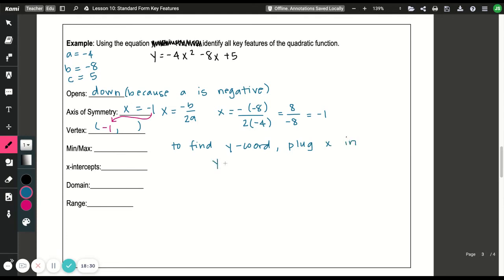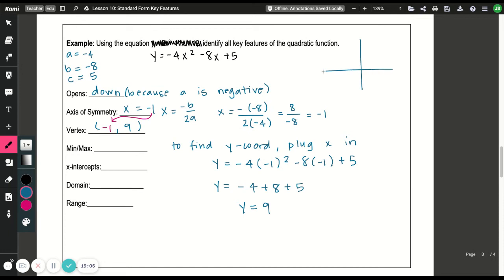So I get y equals -4 times -1 squared minus 8 times -1 plus 5. So y equals -1 squared is +1 times -4 is -4. -8 times -1 is +8 plus 5. So we get y equals, that makes 4, plus 5 is 9. That's the y coordinate of the vertex right here.